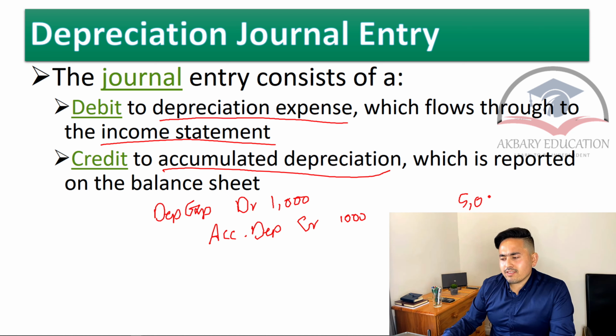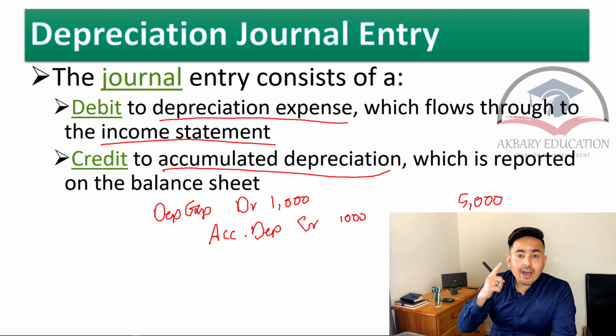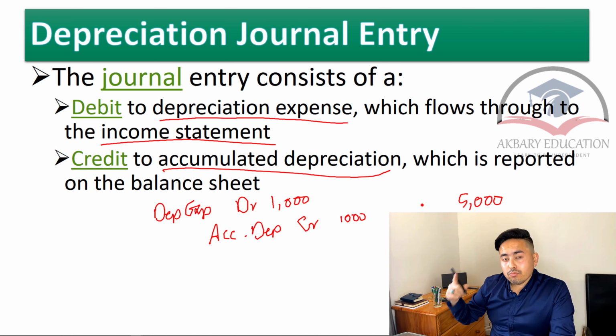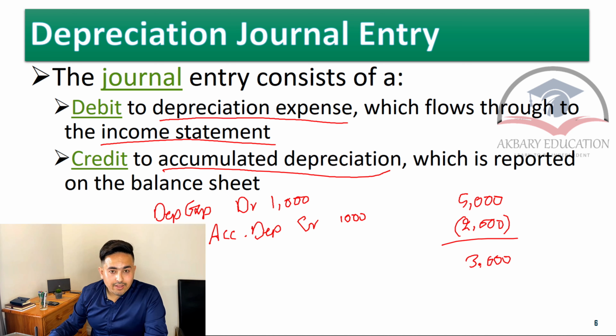Suppose we have purchased that computer for $5,000, and after 2 years, we have allocated $1,000 each year as depreciation expense to that asset, to the income statement. And now we have an accumulated depreciation value of about $2,000 by the end of the second year. So the net value of the asset is $3,000.